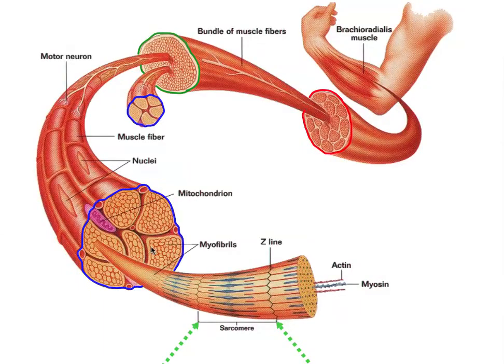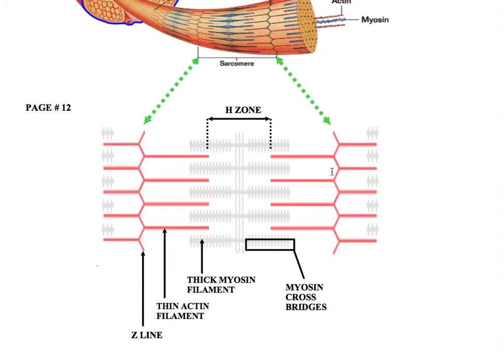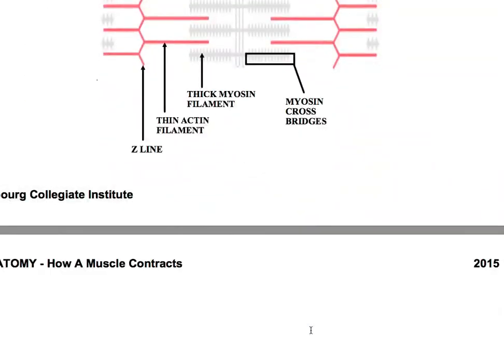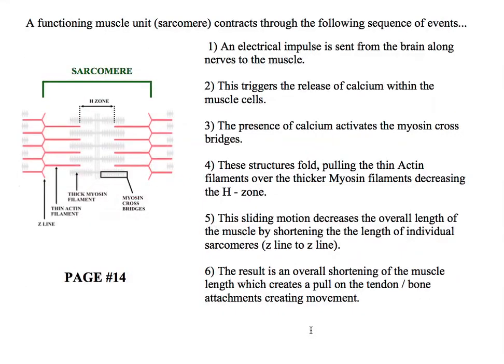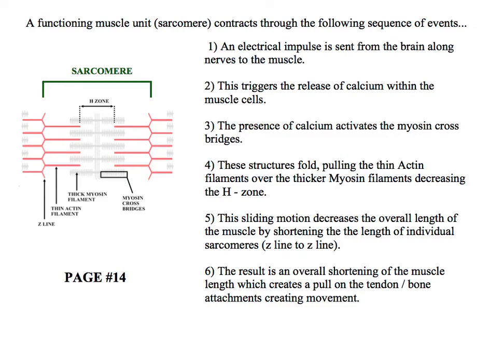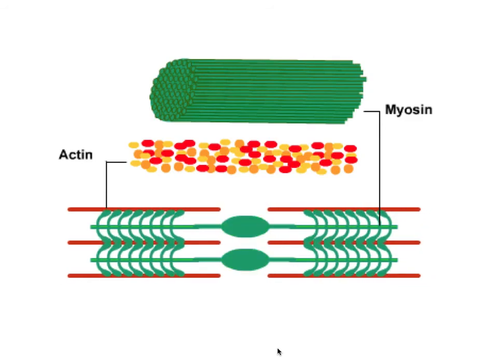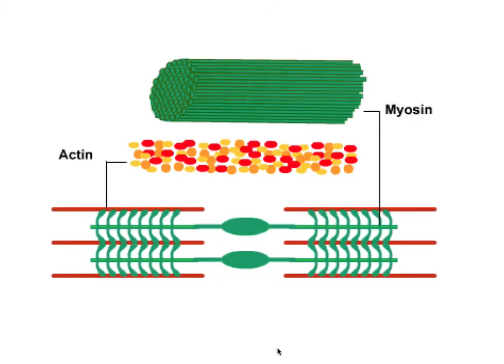So again, there we have our muscle structure all the way down to the functioning unit called the sarcomere. There we have some basic anatomy, a schematic of the anatomical structure of the sarcomere. And here we have step by step the process which allows a muscle to contract. And then again over on my screen, there we have an animated GIF showing the process in action.